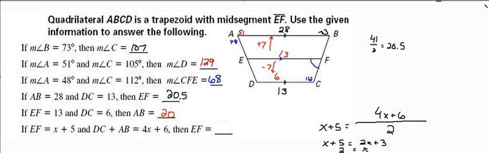So x is 2, but that's not what they're asking. They want EF. EF is equal to the quantity x plus 5. But now I know to put a 2 in for x. And now I'm going to get 7. So EF gives us 7. And there you go, that's a problem over a trapezoid with a midsegment.